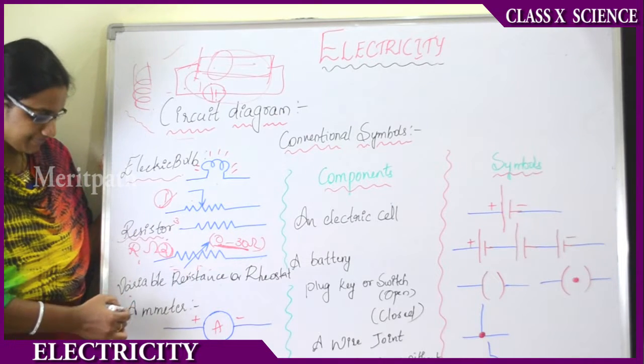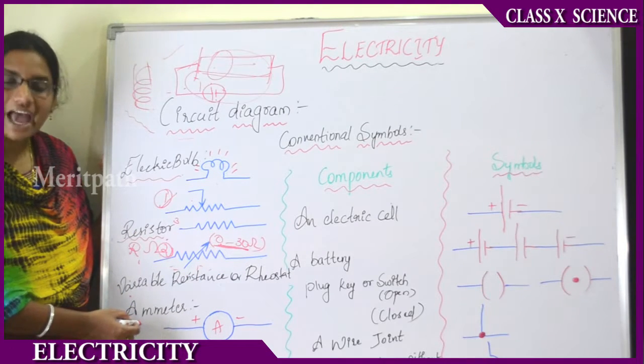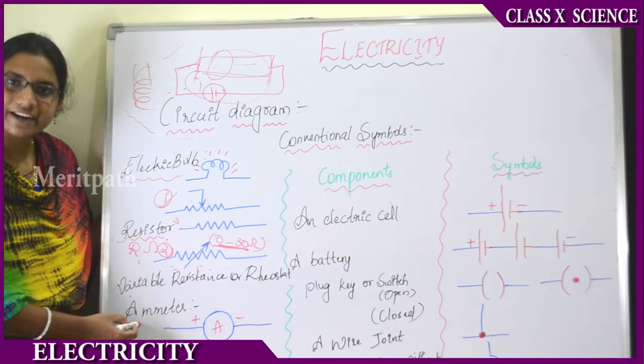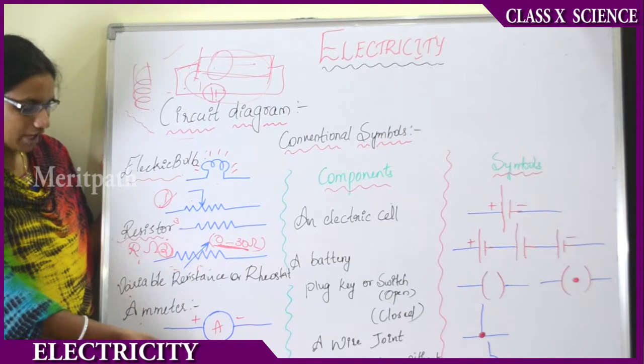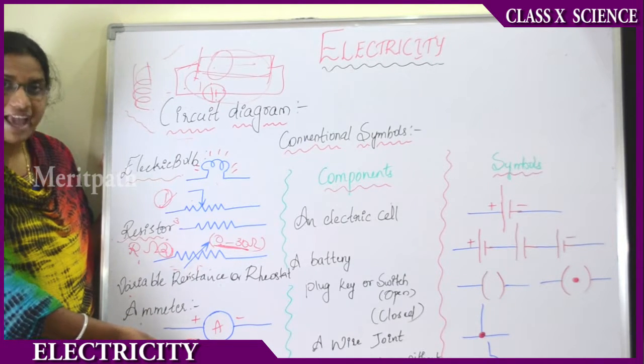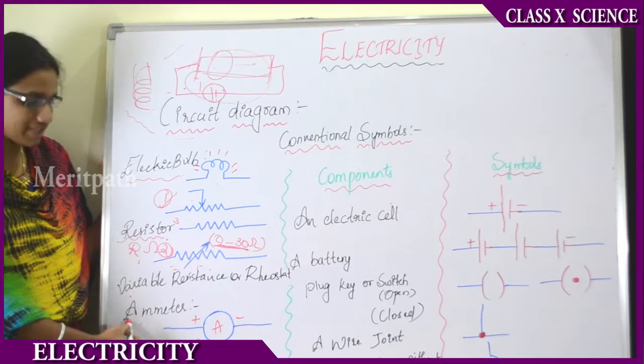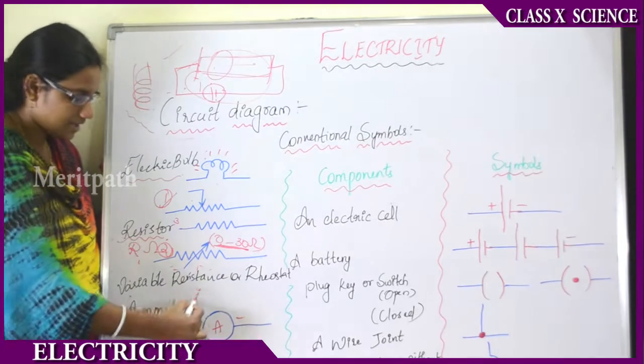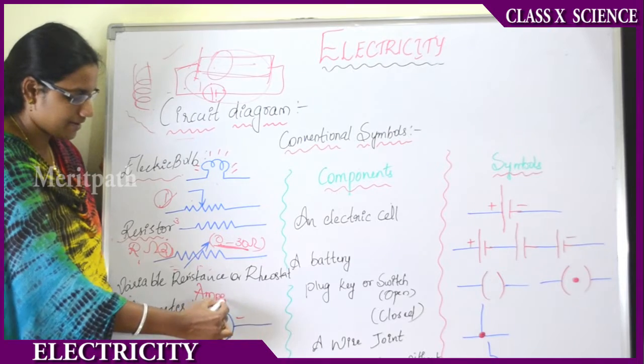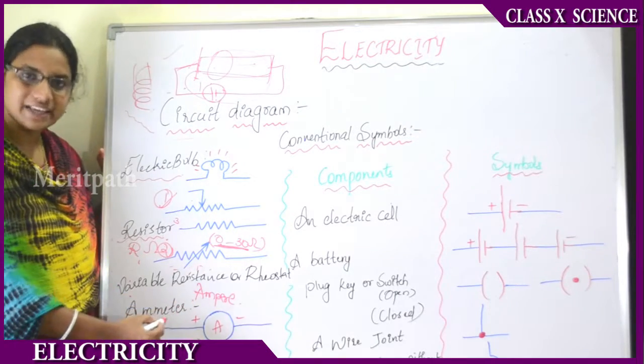And let us see the ammeter. Ammeter is used to measure the current in a conductor. The symbolic representation of ammeter is A, and the SI unit of current is ampere.